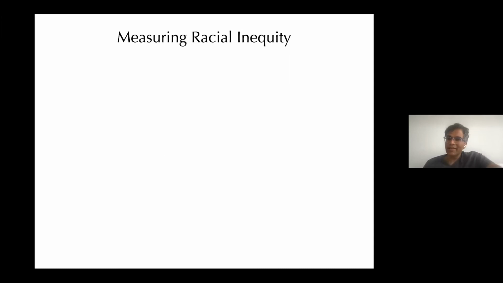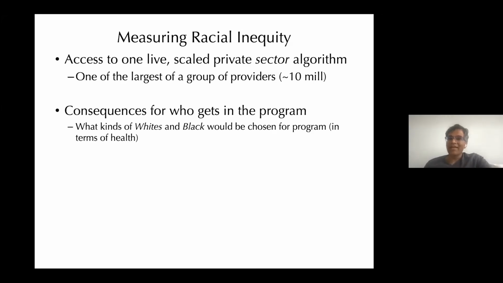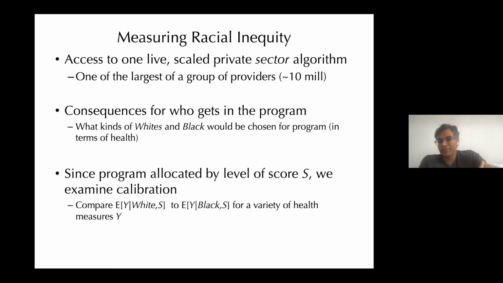So what we wanted to understand was, we have access to one of these live private sector algorithms. And this algorithm has massive consequences for who gets into the program. And it's a pretty good program to be in. You're getting a lot of extra resources. So we wanted to understand what kinds of blacks and whites would be chosen for the program, and are there in fact any racial disparities?